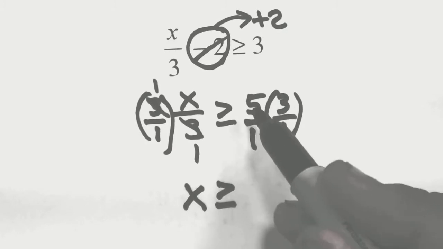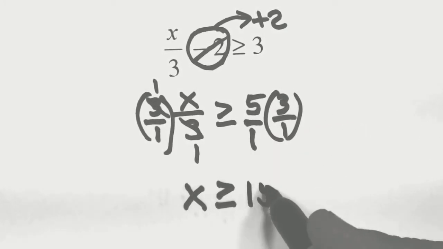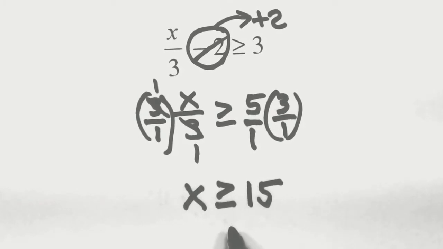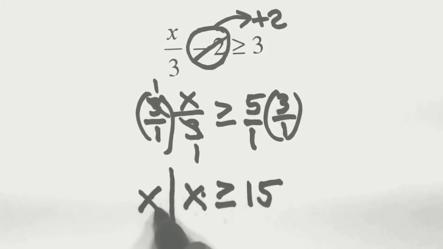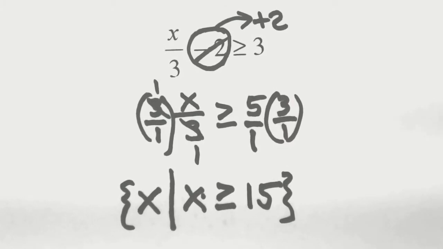So since we have 1 downstairs, the answer is just the upstairs. 5 times 3 gives me 15. So I have x greater than or equal to 15. And again, very simple to make set builder. There's the such that line, our variable is x, and put the curly brackets around it, and there you go.